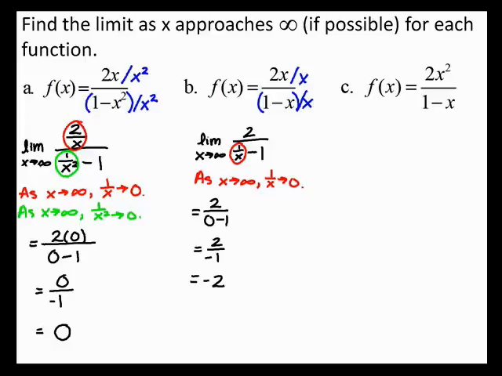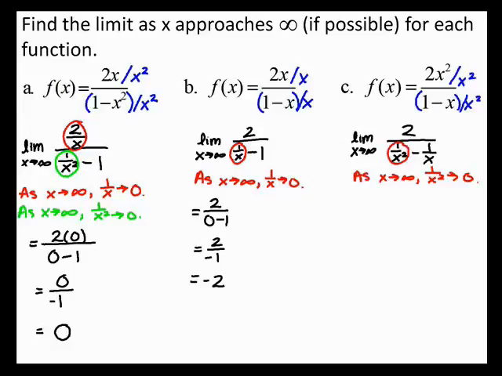Part C. f(x) is equal to 2x squared divided by 1 minus x. Divide the numerator and denominator by the highest power of x, which is x squared. You know that as x approaches infinity, 1 divided by x squared approaches 0, and as x approaches infinity, 1 divided by x approaches 0. Substitute 0 in for 1 divided by x squared and 1 divided by x. The limit of f(x) does not exist because you cannot divide by 0.